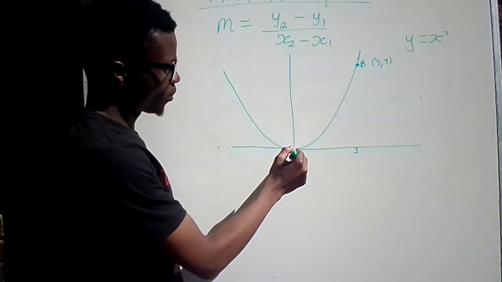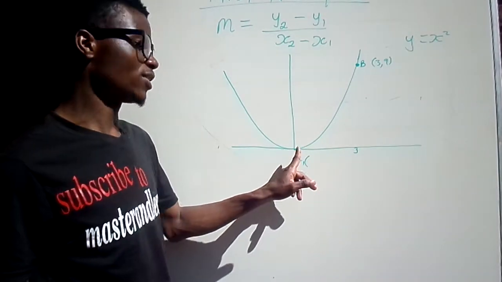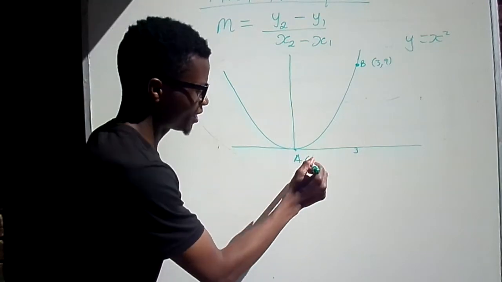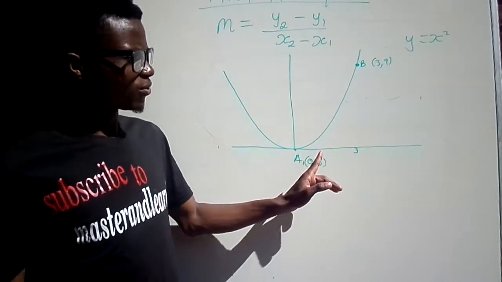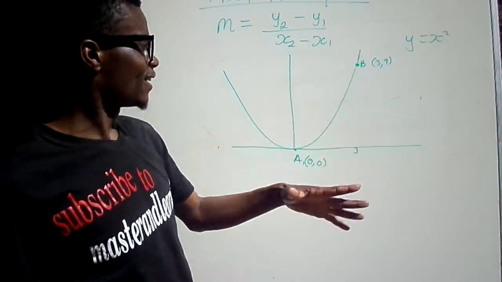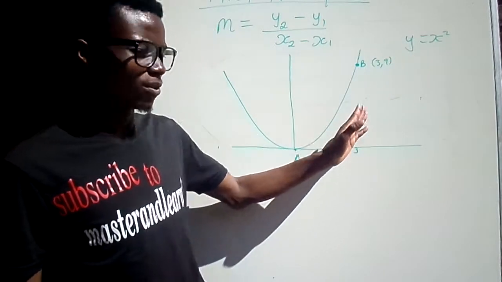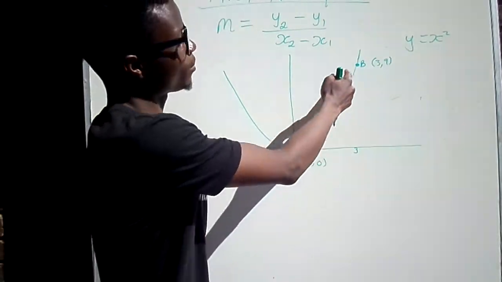And I have the coordinates right here. I'm going to call this one point A. At point A, you can see we're at the origin. So at the origin, the coordinates are 0 and 0. Now we are trying to find the gradient of this point. Like we said, we cannot calculate the gradient of a curve, but we can draw straight lines, because we can calculate the gradient of a straight line.